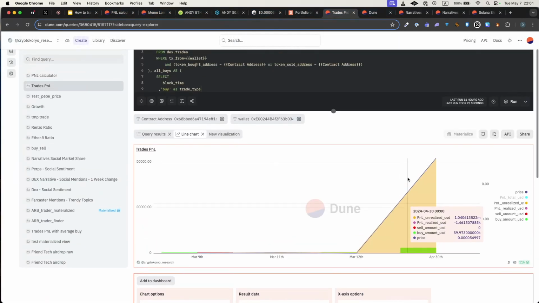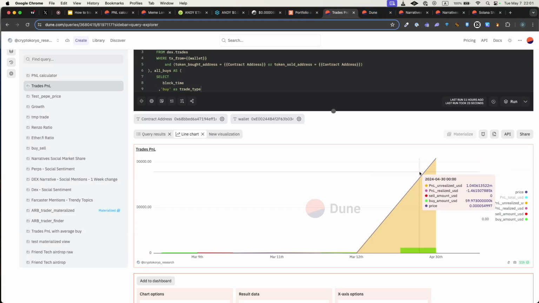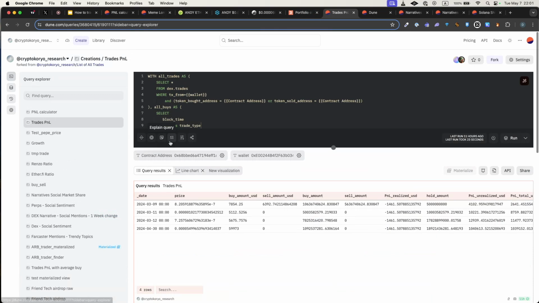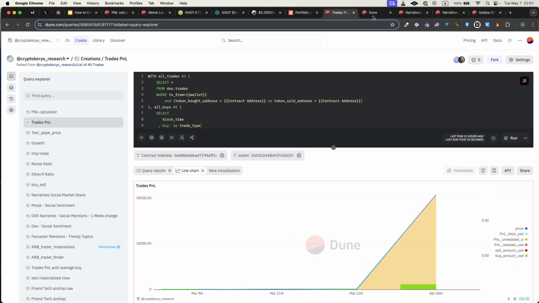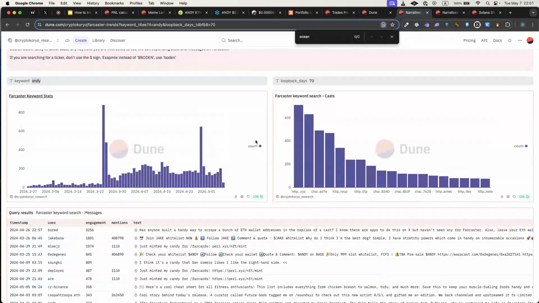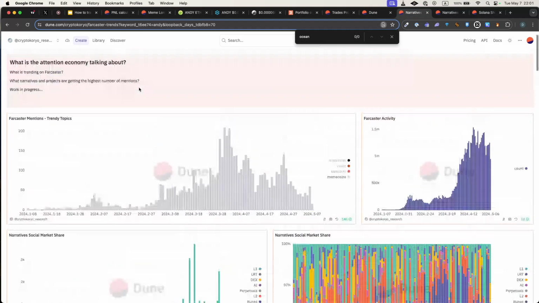Okay, so you can analyze any wallet, any token, and go deeper and look at their activity, and when they bought and when they sold, etc., using this query that I will share later. Now, we mentioned that social activity is important, so you can come to this recent dashboard that I've made that shows you social trends using Farcaster.